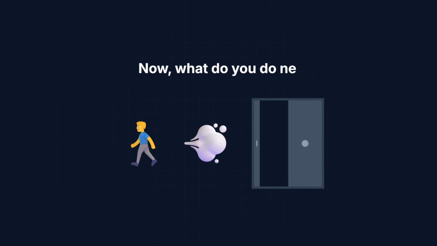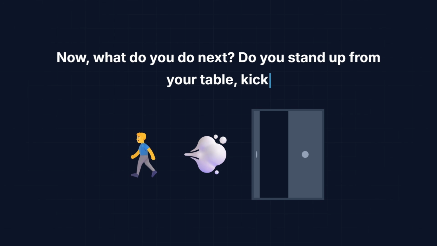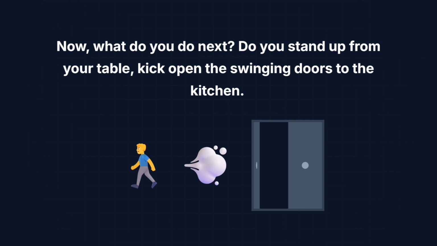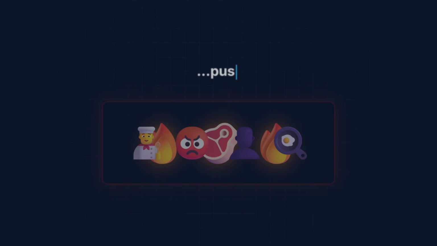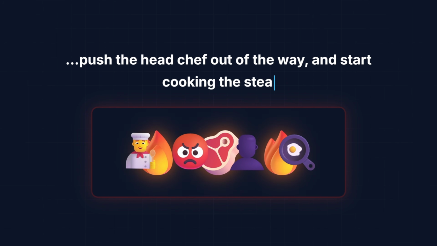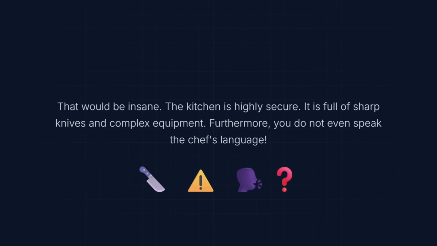Now, what do you do next? Do you stand up from your table, kick open the swinging doors to the kitchen, push the head chef out of the way and start cooking the steak yourself? Of course not. That would be insane. The kitchen is highly secure. It is full of sharp knives and complex equipment. Furthermore, you do not even speak the chef's language.